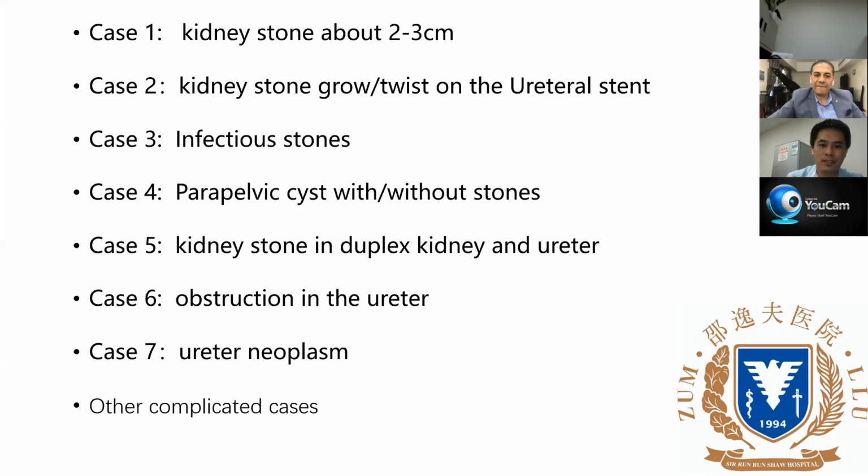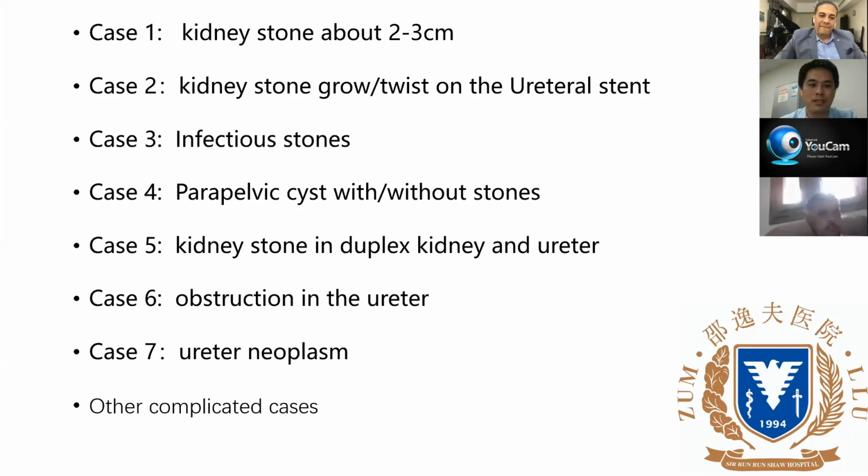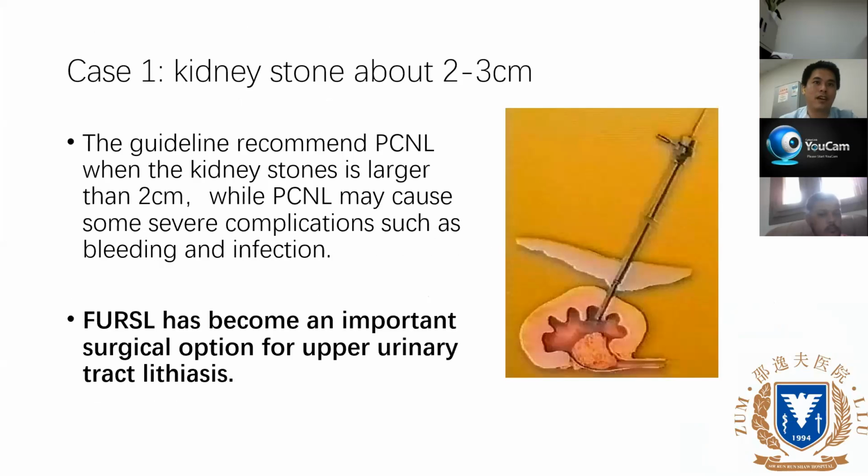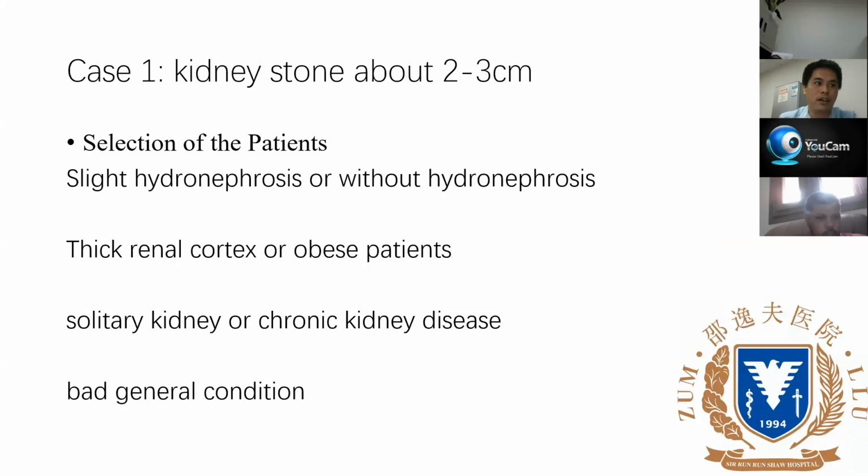Let's see, case 1 is about the kidney stone of about 2 to 3 cm. The guideline recommends PCNL, as previously Dr. Yasser said, when we are facing kidney stones larger than about 2 cm. But PCNL can cause some severe complications such as bleeding and infection. Flexible ureteroscopy has become an important surgical option for the upper urinary tract calculi. So let's see what kind of patient we select for flexible ureteroscopy.